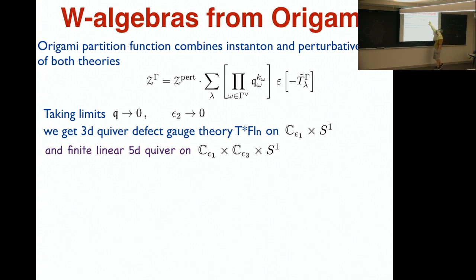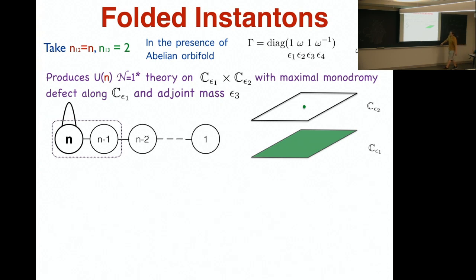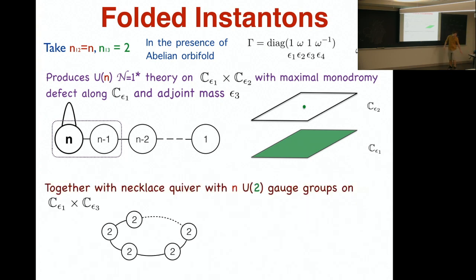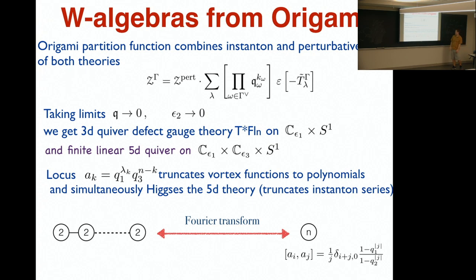You compute the origami partition function, just open Nekrasov's paper and compute it. And then you can take two limits. You can send Q to zero and epsilon 2, the equivariant parameter in the second line, to zero. Okay, so once you do that, two things will happen. Because the coupling goes to zero, I don't have the gauge degree of freedom anymore, I just have a theory on the defect. And that's what we talked about before, the K-theory and the data set. Here, this U2 becomes global and the affine quiver becomes finite. The partition functions on those quivers are related by the Fourier transform.